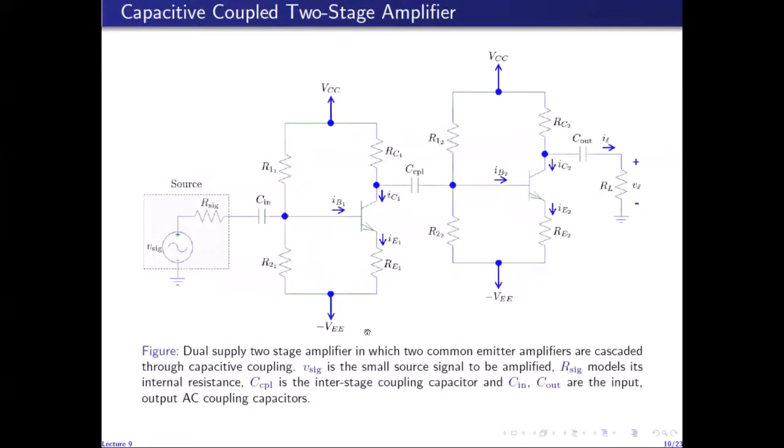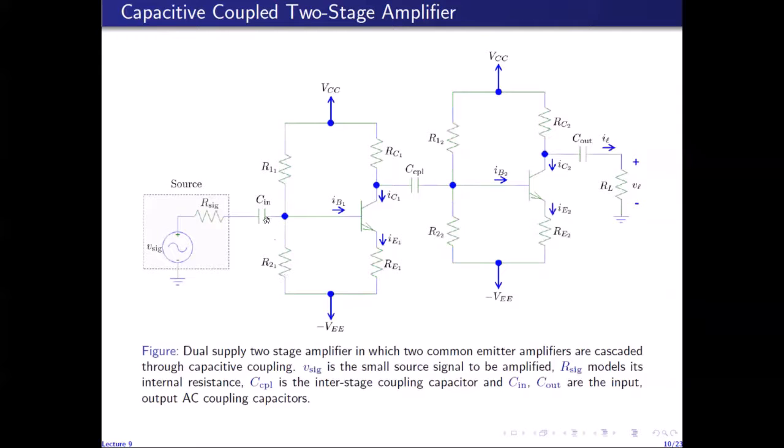So here I show this circuit diagram of a capacitive coupled two-stage amplifier. So this is the source signal, which is capacitively coupled to this dual supply common emitter amplifier, which is then capacitively coupled to another dual supply common emitter amplifier, which is then capacitively coupled to this load RL. Since the two stages are connected through this capacitor, this amplifier is called capacitive coupled two-stage amplifier.